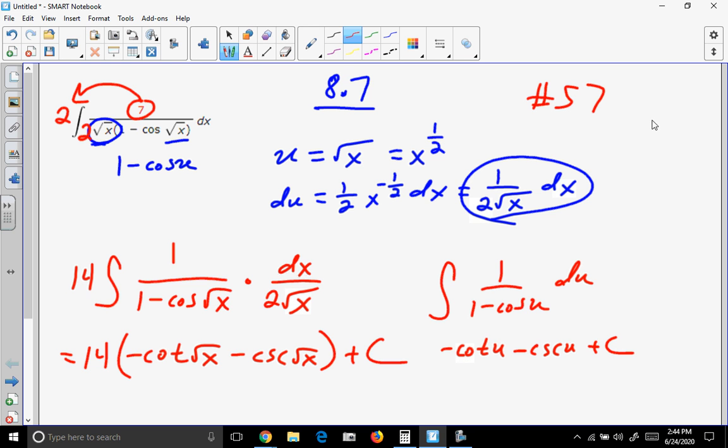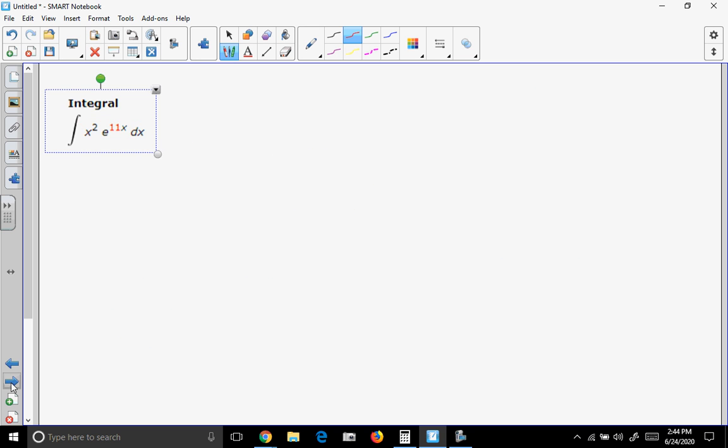So that one's kind of a rough one to start with because we had something out here that actually ended up being part of our du. But it came from recognizing that a big part of this is a 1 minus cosine. All right, let's take a look at the next one. This homework problem actually asks us to do it with a table and then also to do it by parts. But let's just look at doing it with a table.